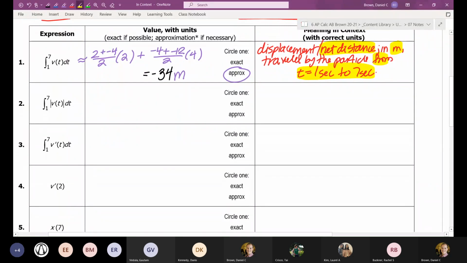Let's see what time it is. Try numbers 2 and 3 for me on your own. So take a moment, try 2 and 3, and then we'll regroup, go over it, and then see if we have time for 4 and 5. And again, things I'm wanting to emphasize in practicing: can you find the number? Yes or no? And then can you describe it in context? Yes or no? Because both of those things are equally important. Me being able to find the number, and then also being able to describe what that number represents in context.